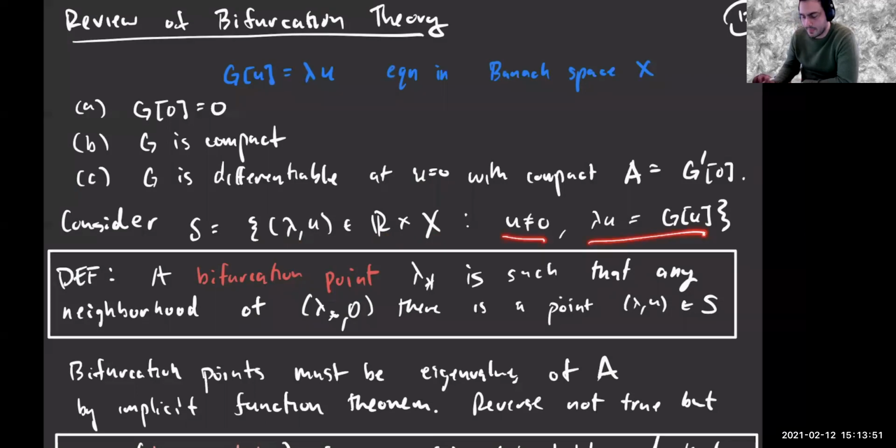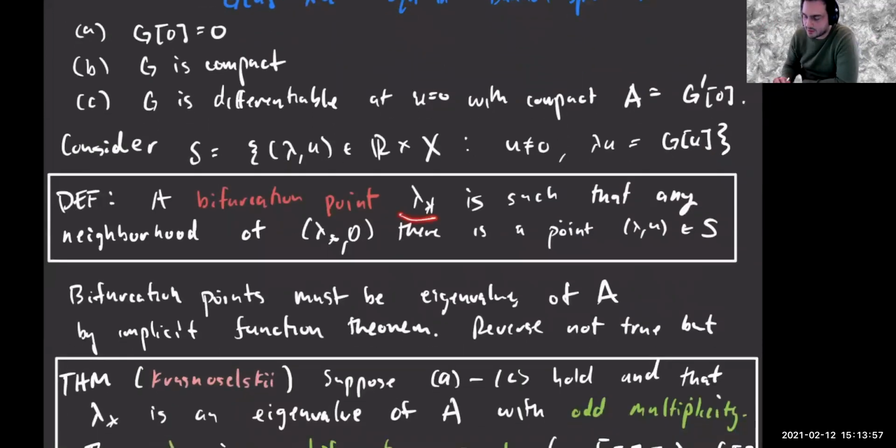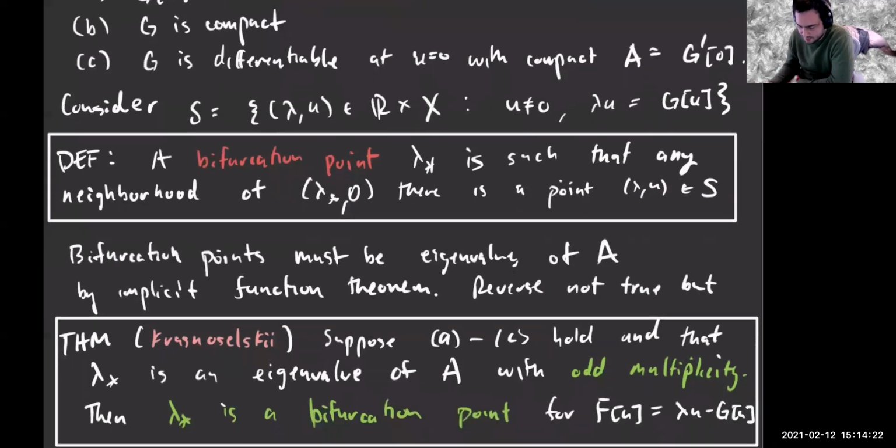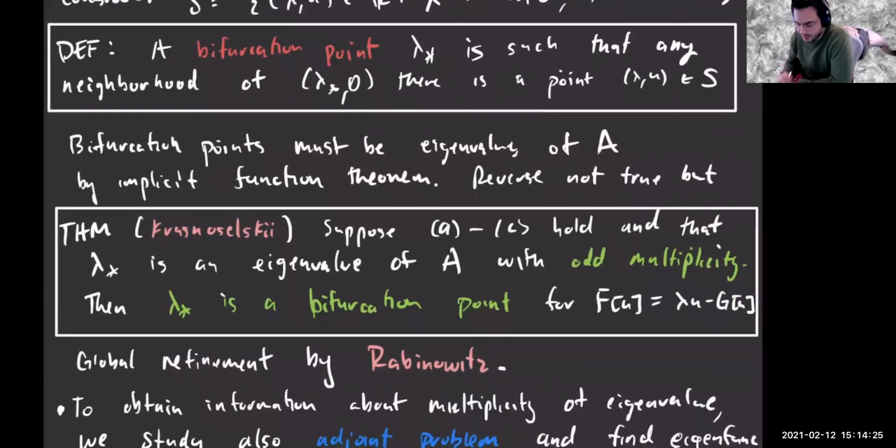you satisfy that equation. Then a bifurcation point, lambda star, is just one such that any neighborhood of lambda star, comma the trivial solution, there's a point in the solution set. So in any neighborhood, there's a point in the solution set. And it's easy to see by implicit function theorem that bifurcation points have to correspond to eigenvalues of the derivative A. But in fact, the reverse is not always true, and there are these theorems that basically tell you when it is.